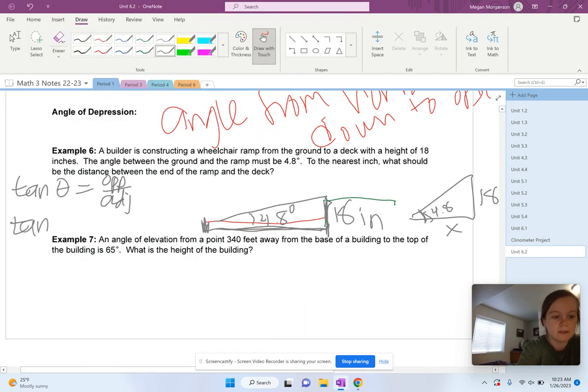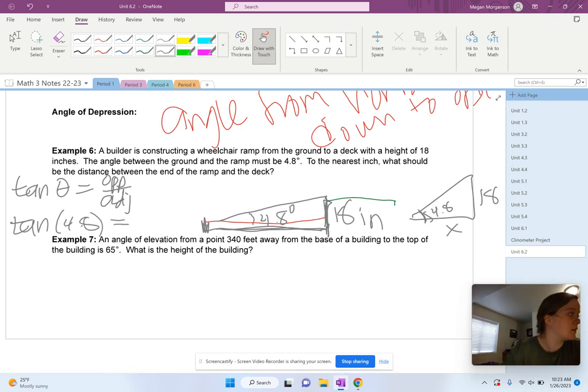So the tangent of the angle 4.8 equals opposite over adjacent, so that's 18 over x. We're not going to cut your paper. No, we can cut it later. Now your job is just to solve for x.